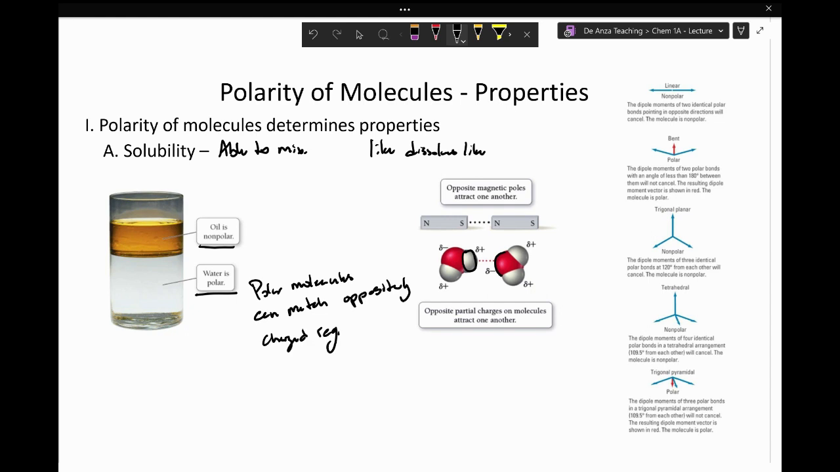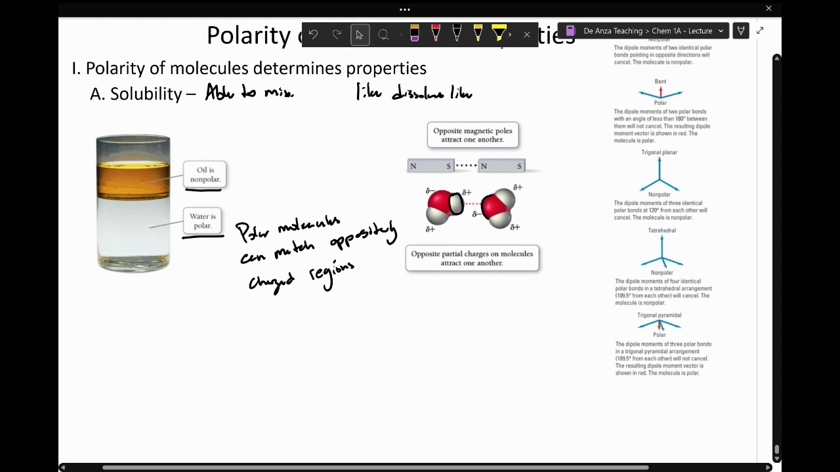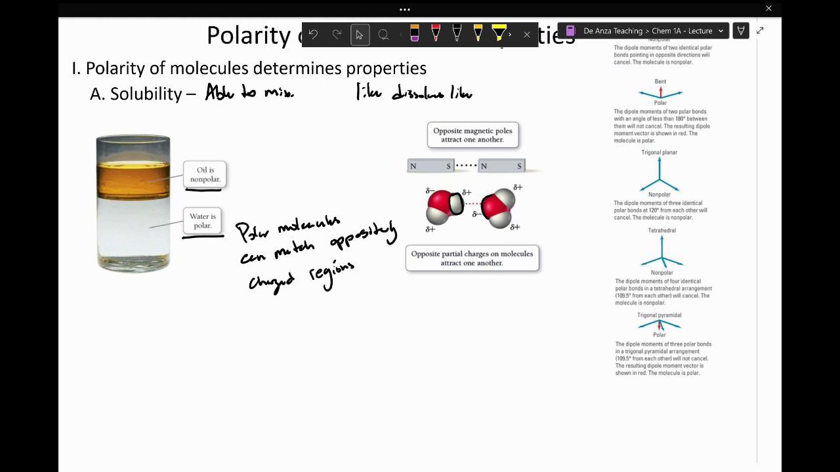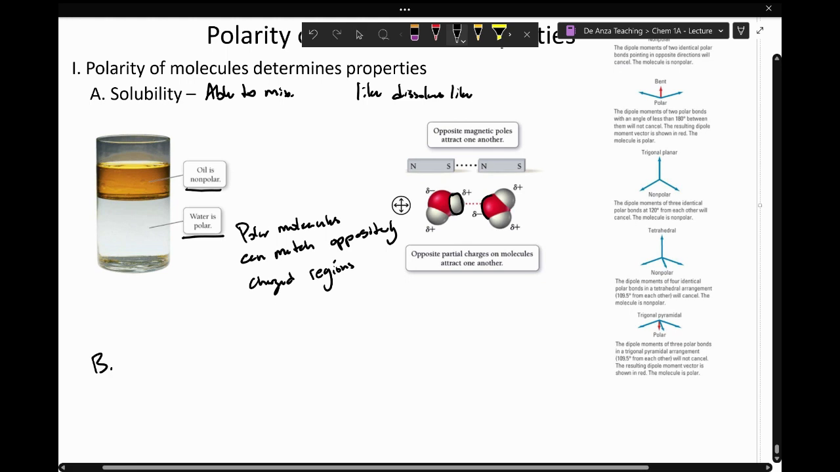We'll talk about something called intermolecular forces, opposite charged regions. And these intermolecular forces are really due to the polarity of a molecule. And we'll talk about how nonpolar molecules have a specific type of interaction that is kind of favored by having another nonpolar partner. And so in addition to solubility, polarity is also going to determine things like boiling and melting points.